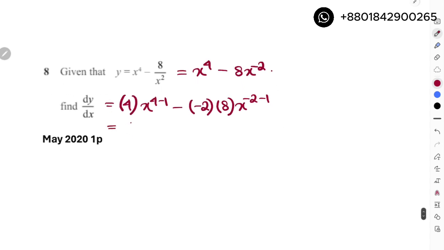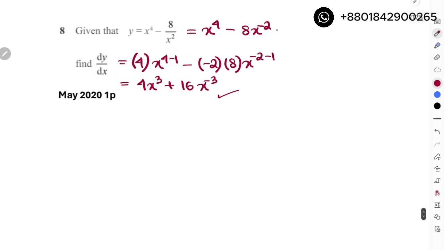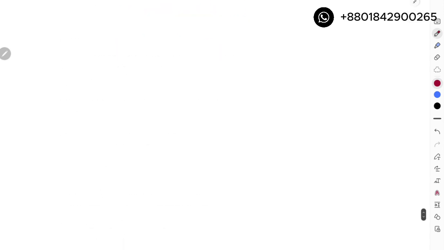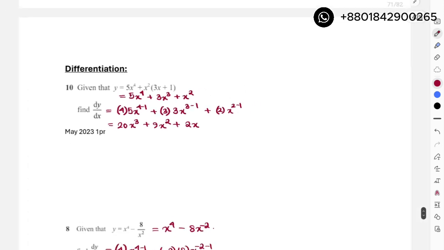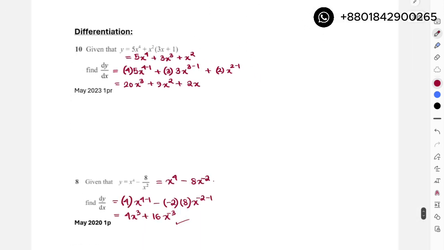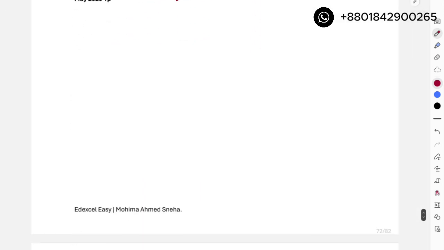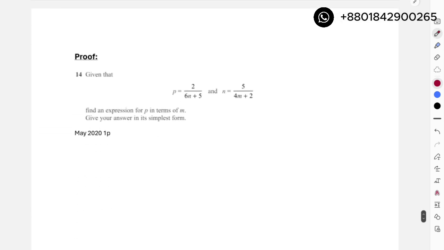So again after this you get 4x^3 + 16x^-3. So this is your final answer then. And after this, yeah, this is your case for the differentiation. Okay, after this we'll move on to the next topic, which is proofs.